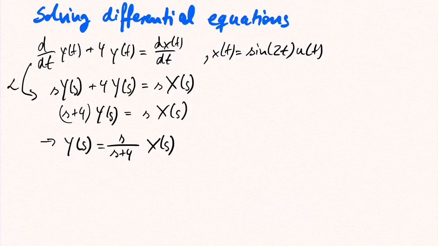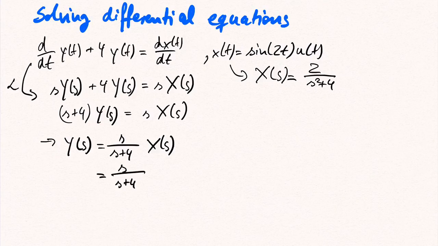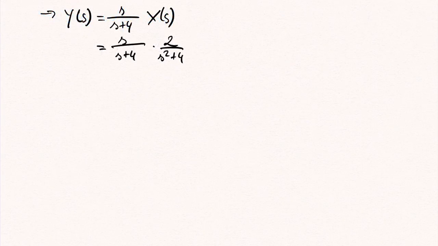To solve this, we have to substitute X(s), for which we know that because x(t) is a sinusoidal signal, X(s) is given by 2 divided by (s squared plus 4). So that Y(s) is equal to s divided by (s plus 4) times 2 divided by (s squared plus 4). We have at least two options to calculate the output y in the time domain.